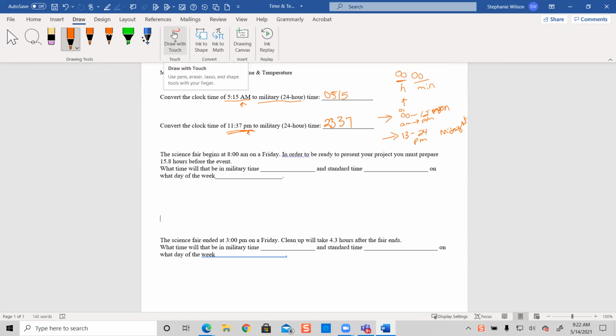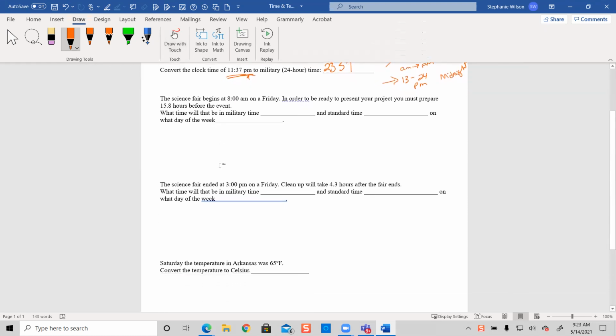Okay, so now I'm going to actually solve an application problem. So we have a science fair and it begins at 8 a.m. on a Friday. In order to be ready to present your project, you must prepare 15.8 hours before the event. So I want to know what time will that be in military time and standard time, and what day of the week is that? So I will come back here and make me a little note. The event is on Friday and it starts at 8 a.m. All right, so let's look at this.